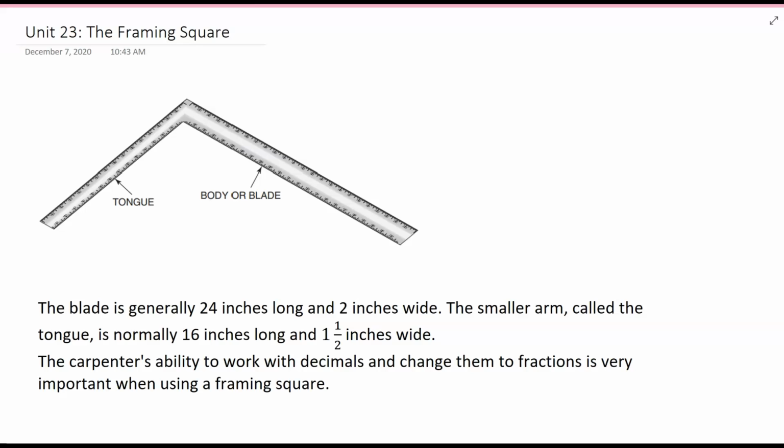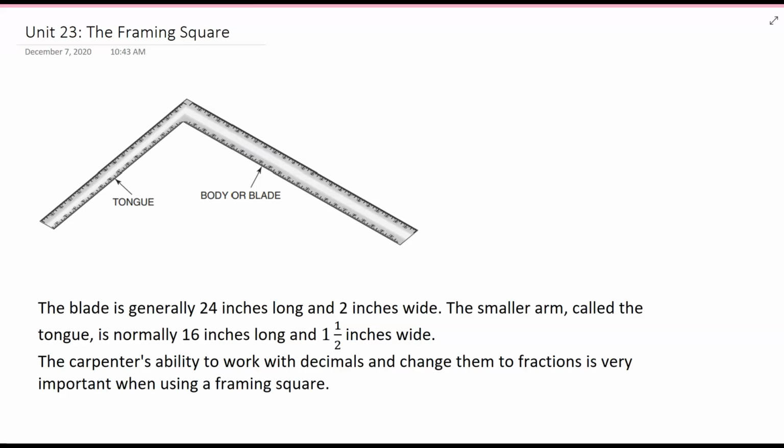In this video, we'll take a look at the framing square, and there are a lot of details involved in what a framing square can do for you. So we'll look at one section of that. So this is a picture of a framing square, and it has two edges on it that are different widths.